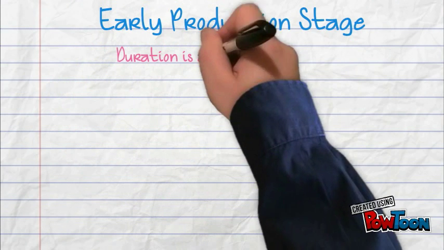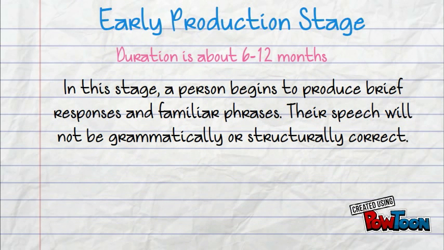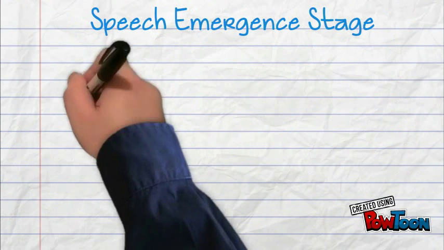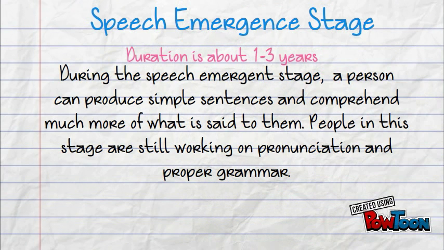Early production stage. In this stage, a person begins to produce brief responses and familiar phrases. Their speech will not be grammatically or structurally correct. Speech emergence stage. During the speech emergence stage, a person can produce simple sentences and comprehend much more of what is said to them. People in this stage are still working on pronunciation and proper grammar.